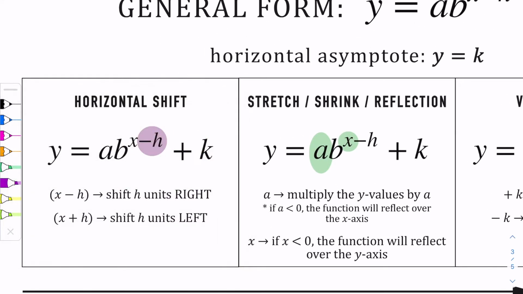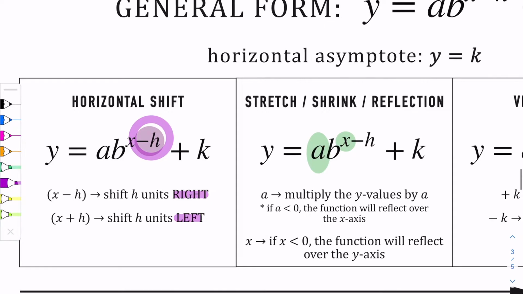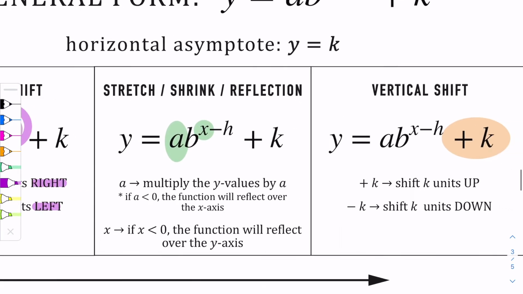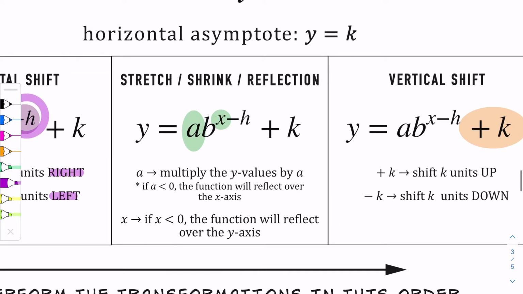All right, the horizontal shift is found by your value of h. If you have x minus h, you're shifting to the right. If you have x plus h, you're shifting to the left. The next transformation that you need to do, following this order, so first horizontal shift. Next, you need to look at your stretch, shrink, or reflection. That's found by either your A value, which is telling you that you are stretching or shrinking, and by your X value, which is telling you that the function is reflecting.